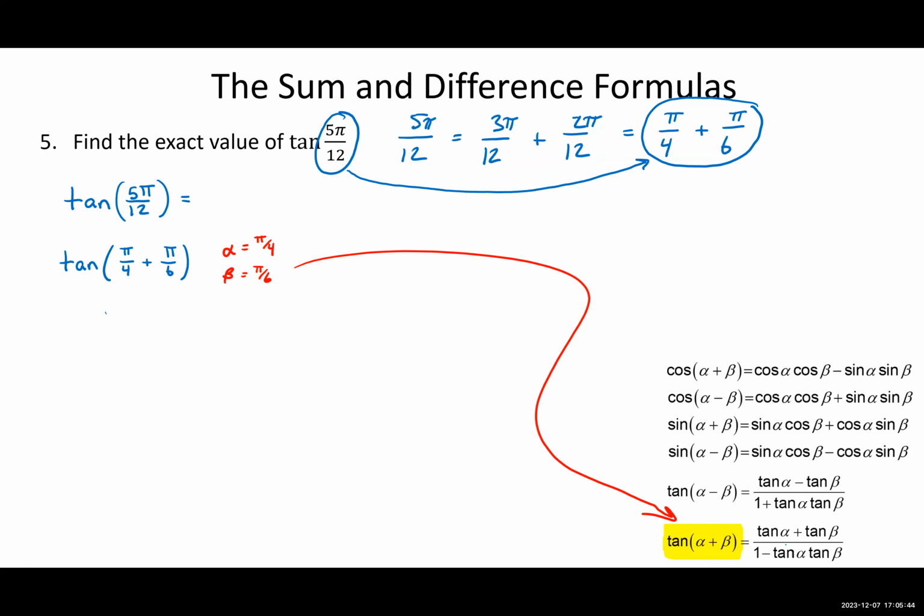If we apply that formula, it's the tangent of the first plus the tangent of the second, divided by 1 minus the tangent of the first times the tangent of the second. So let's replace the alpha and the beta in the formula with the angles pi over 4 and pi over 6. This is the tangent of pi over 4 plus the tangent of pi over 6, over 1 minus the tangent of pi over 4 times the tangent of pi over 6.